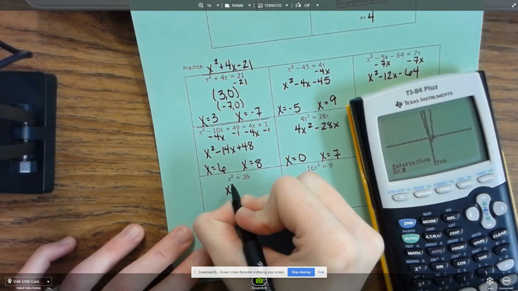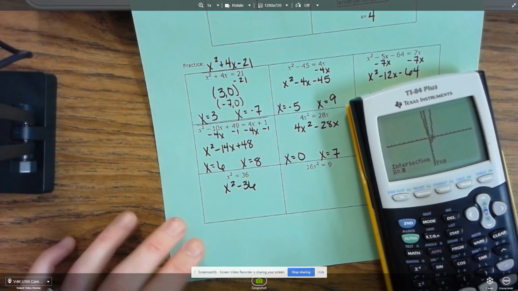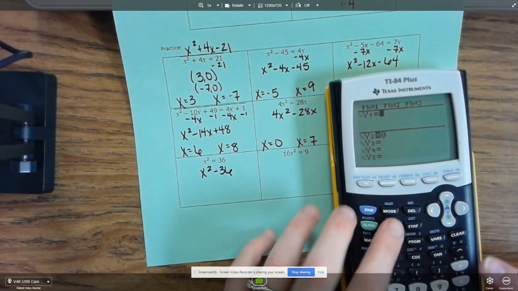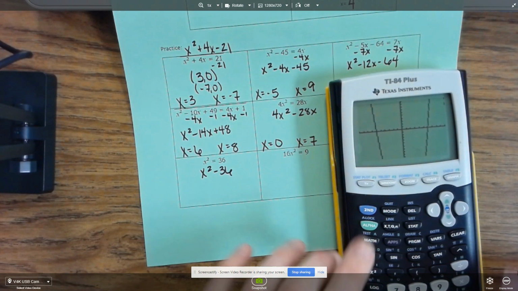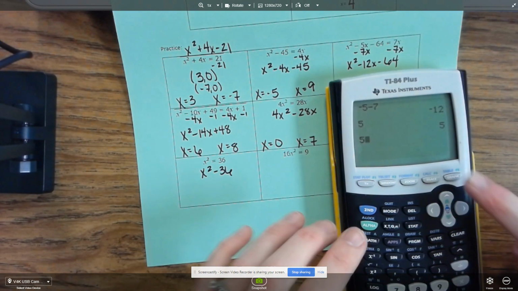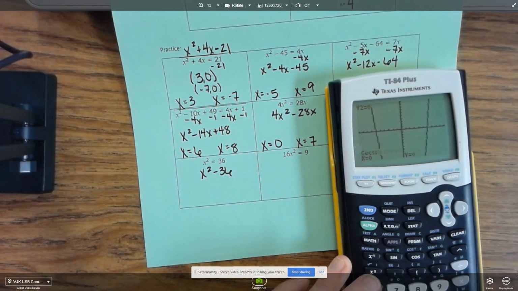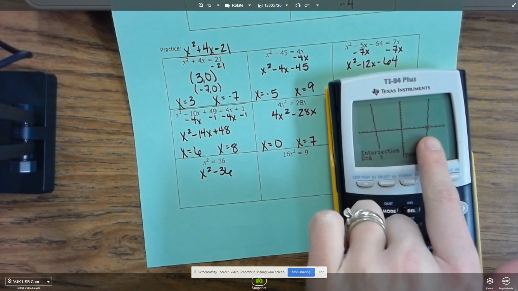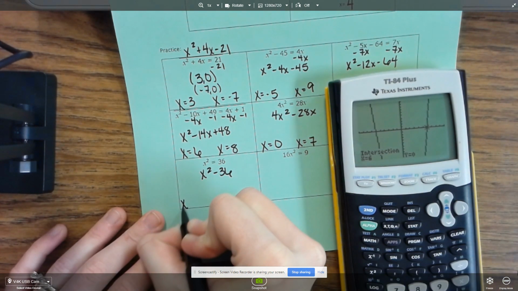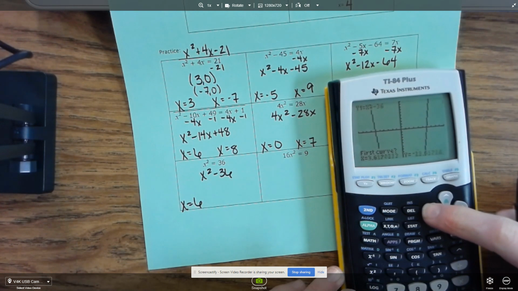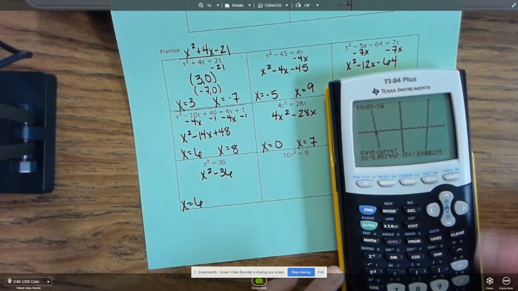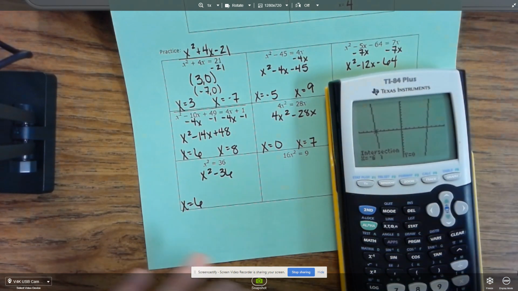All right, so here we would change it to x squared minus 36. Second trace 5. So here, it popped up here first. So I've got x equals 6. And x equals negative 6.